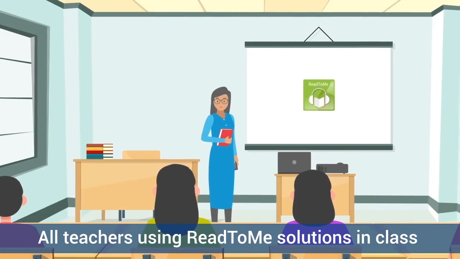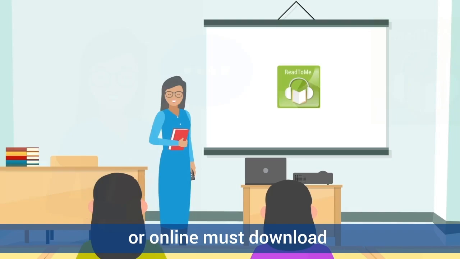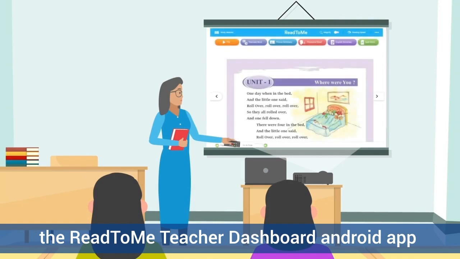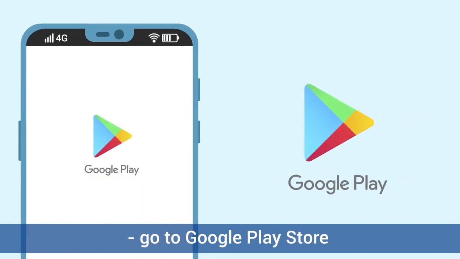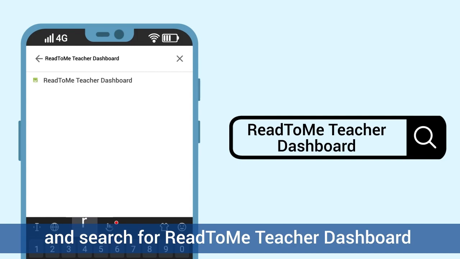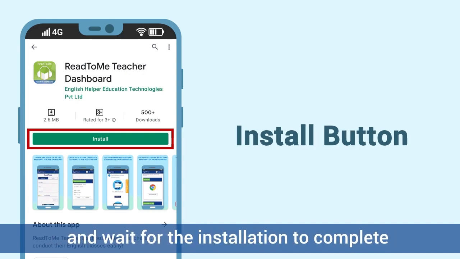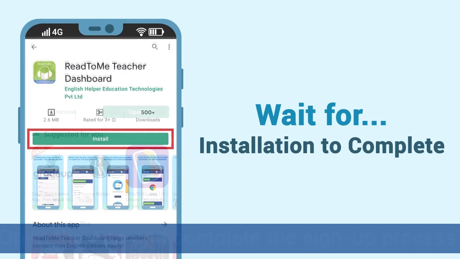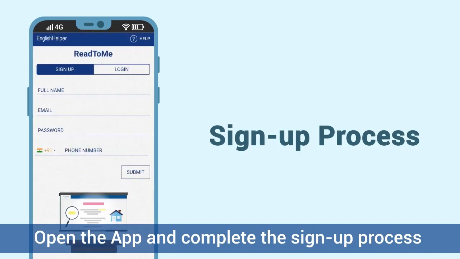All teachers using ReadToMe solutions in class or online must download the ReadToMe Teacher Dashboard Android app. To download and install the app, go to Google Play Store and search for ReadToMe Teacher Dashboard. Click on the Install button and wait for the installation to complete. Open the app and complete the sign up process.